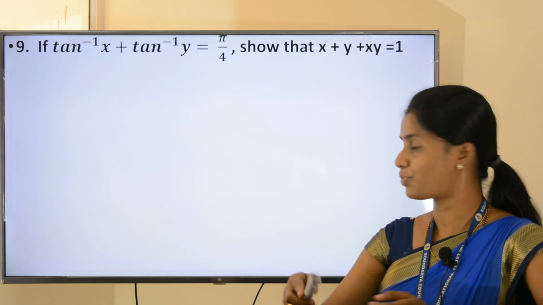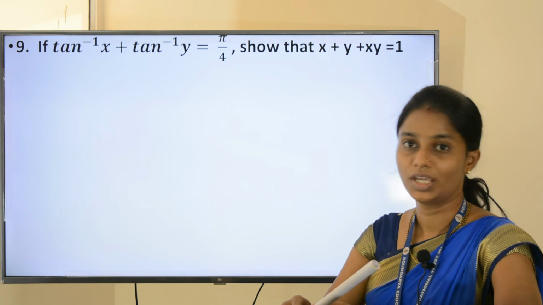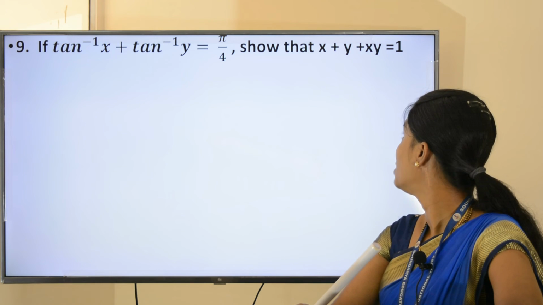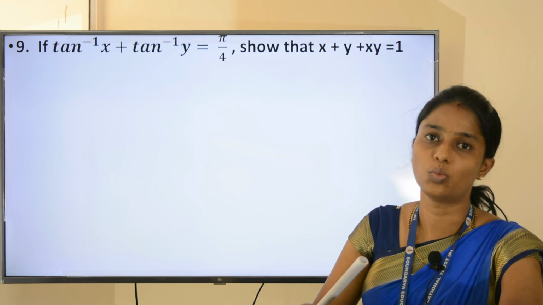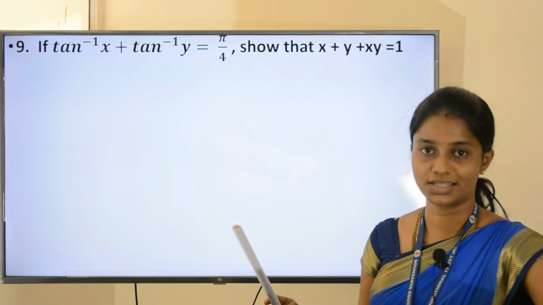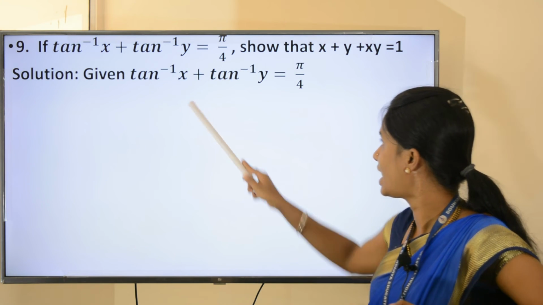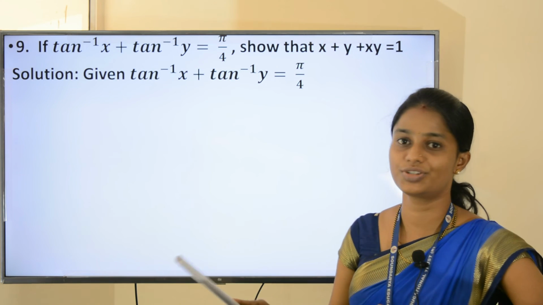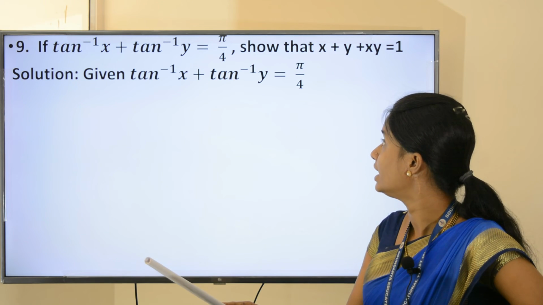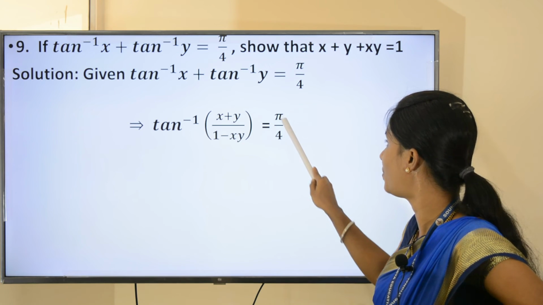Ninth one. That problem is, if tan inverse x plus tan inverse y is equal to pi by 4, show that x plus y plus xy is equal to 1. So from this equation I can consider the data. The data is tan inverse x plus tan inverse y is equal to pi by 4. I can apply the formula, students. What is the formula? Tan inverse x plus tan inverse y is equal to tan inverse of x plus y divided by 1 minus x into y. That is equal to pi by 4.